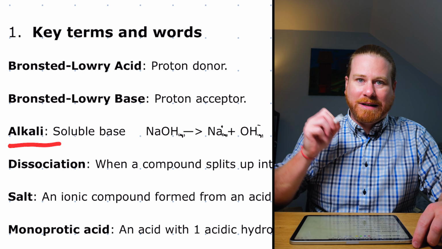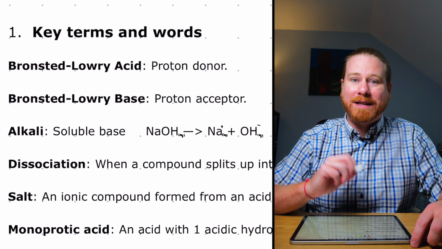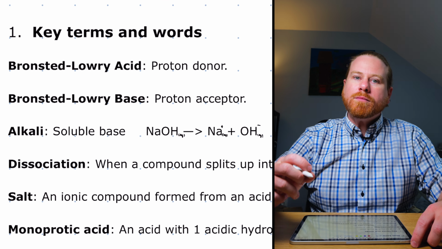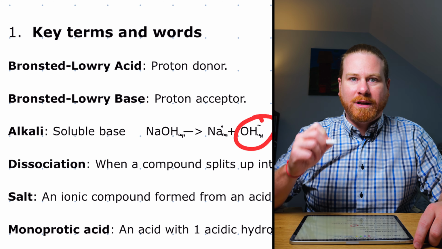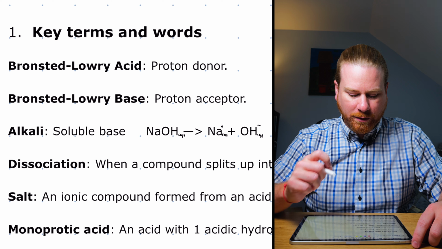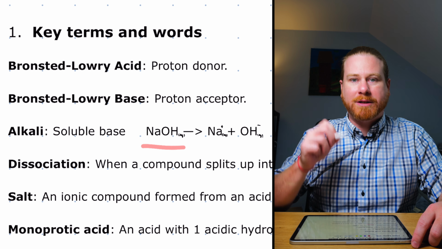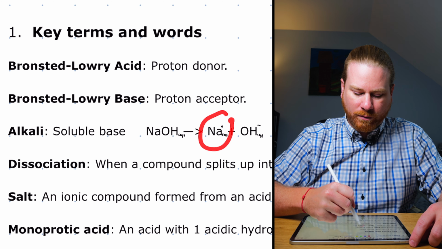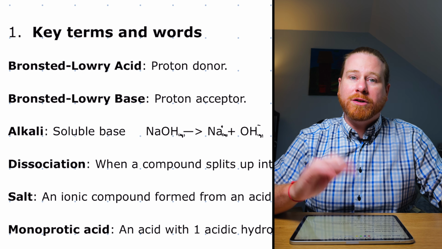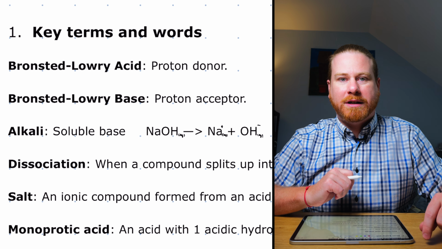So first up is an alkali. This is a soluble base, which when dissolved in water produces the hydroxide ion. We've got our example here. Sodium hydroxide is a solid, but when you dissolve it in water, you end up with two ions, the sodium ion and the hydroxide ion.